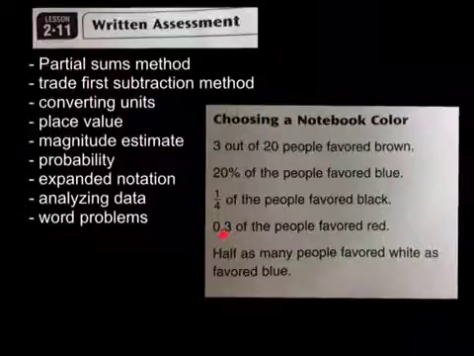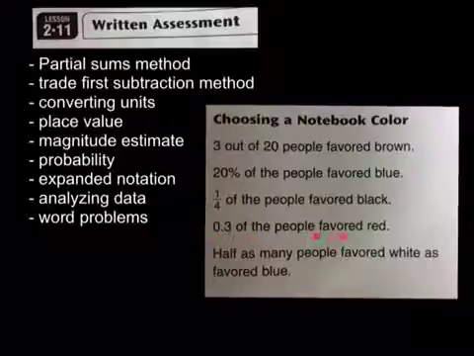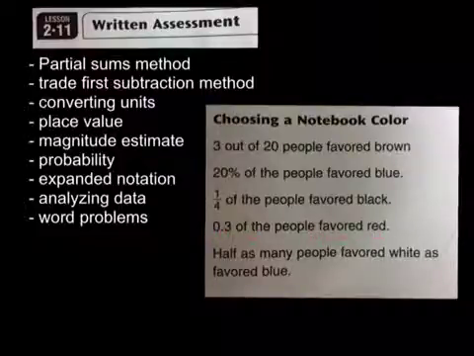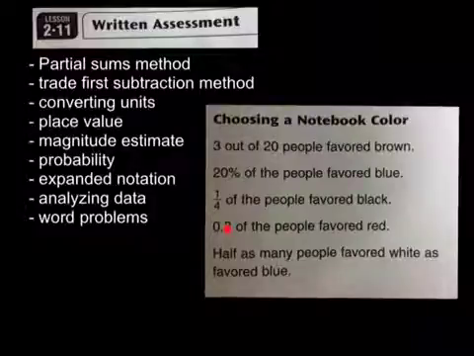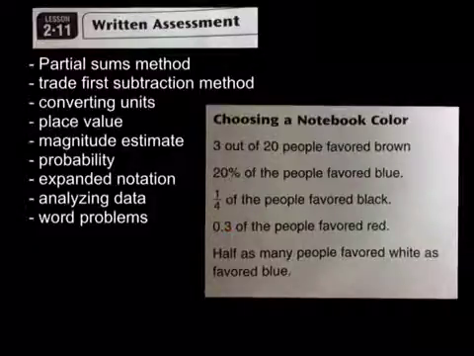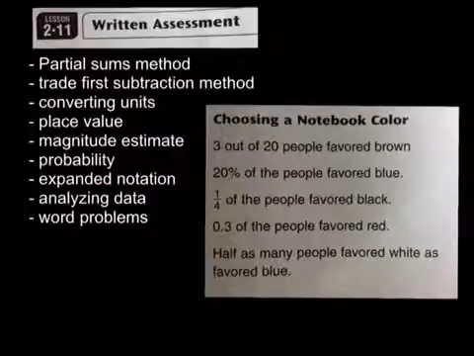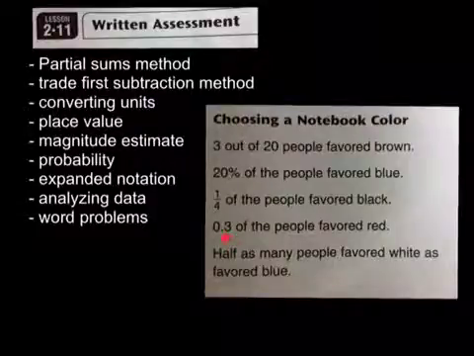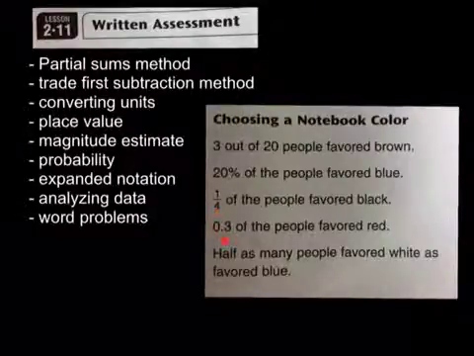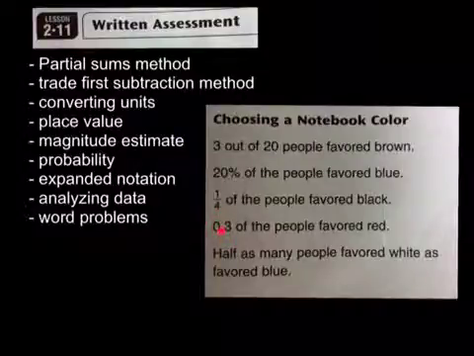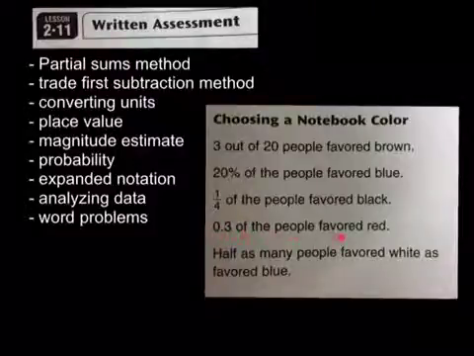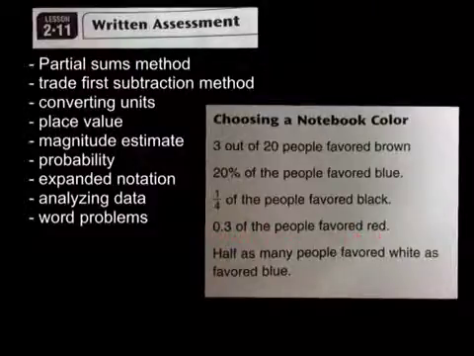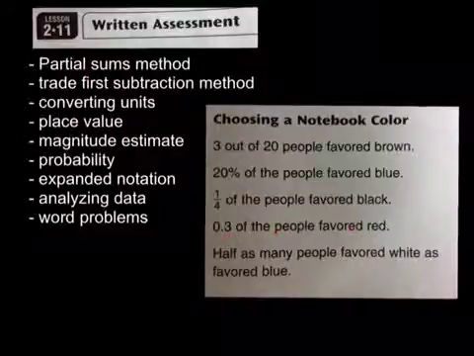0.3, so not even 1%. 0.3 of the people favored red. Oh, but wait, 0.3 out of 20 people. So it would be about 1%. So really, not even a whole person favored red. So that would be 1.5%. Favored red. So it's extremely unlikely that people would choose red.